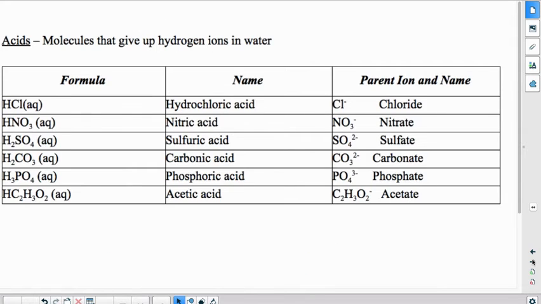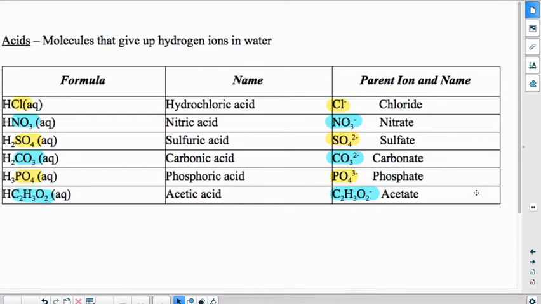Acids are molecules that give up hydrogen ions in water. The fact that they give up these hydrogen ions causes them to leave behind a different ion, often called the parent ion, and we end up with the positive and negative ions in solution and the conductivity that we saw, just like with the ionic compounds. There are a wide variety of acids. However, we're only going to worry about the 6 most common acids: hydrochloric, nitric, sulfuric, carbonic, phosphoric, and acetic acid.